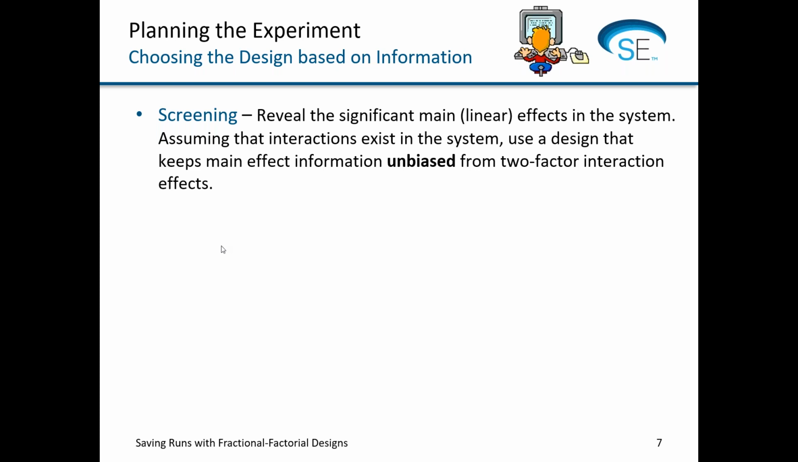And I've certainly heard people say, well, I just want to do a screening design. I don't care about interactions. It's not whether or not you care about interactions. It is whether interactions truly exist in your system or not. If there's the possibility that interactions are there, even if you don't care about finding them, then you have to make sure that you use a design that keeps that main effect information unbiased from two-factor interactions.